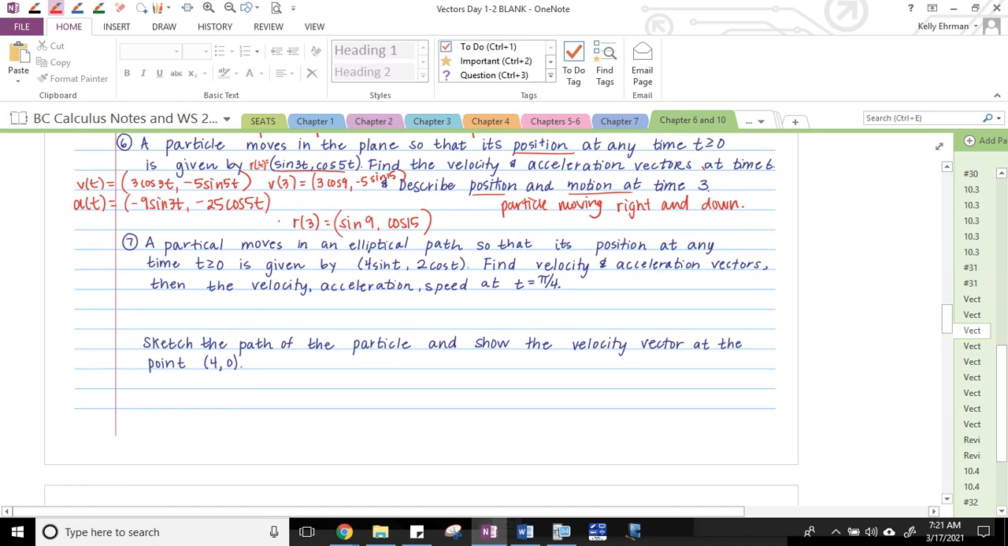Okay, a particle moves in an elliptical path so that its position at any time t greater than 0 is given by this. Find the velocity and acceleration vectors, then the velocity and acceleration and speed at pi over 4. So velocity vector is 4 cosine t and negative 2 sine t. And acceleration vector is negative 4 sine t, negative 2 cosine t.